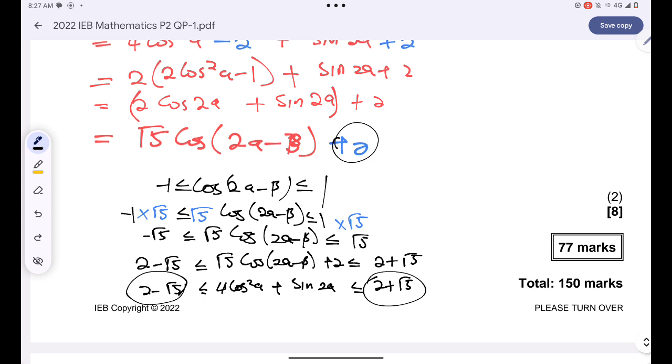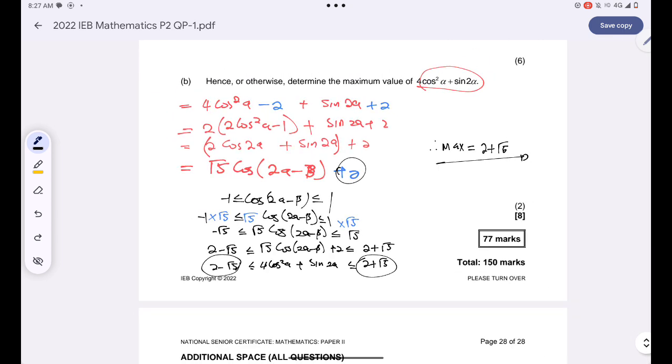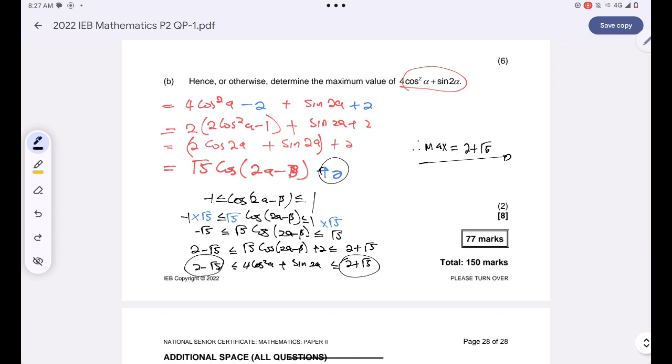That's it, guys. So therefore I was asked to find the maximum. The maximum value is just 2 plus the square root of 5. I'm sorry that you had to do too much work, guys, just for 2 marks, but it's worth it.